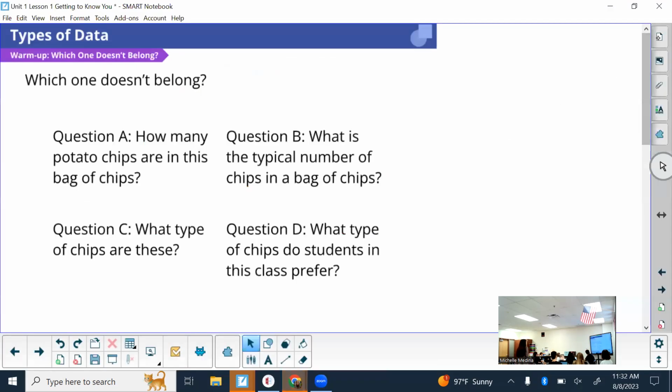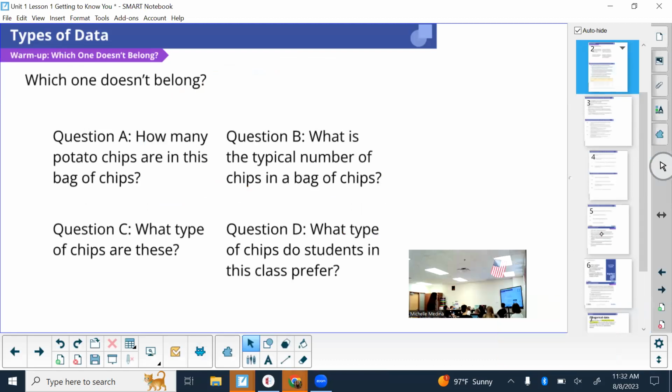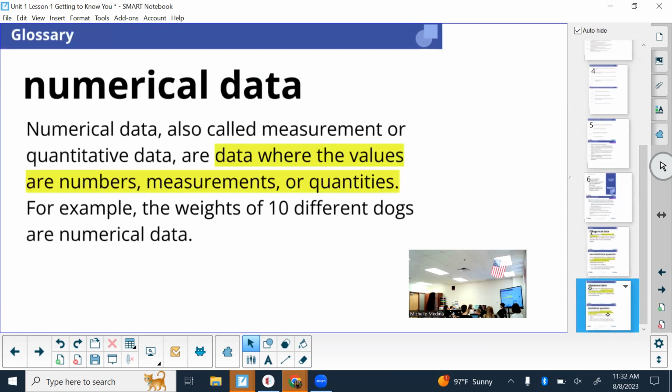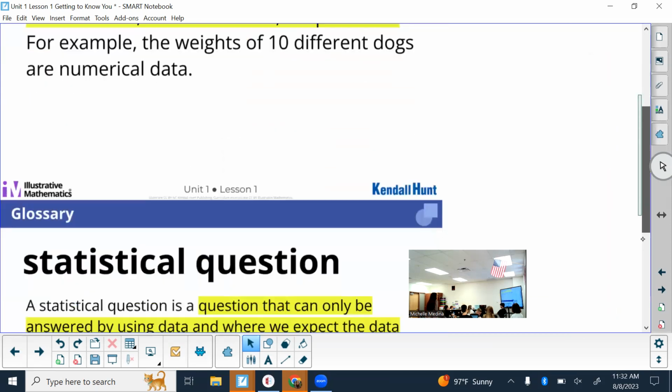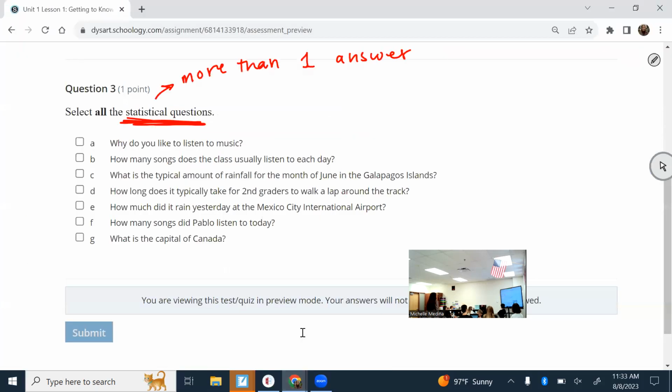Let me show you the formal definition too. This is in the notes that are posted in Schoology from today's lesson, if you ever want to refer back to it. I usually don't spend time in class making you write down definitions. We just use them. So a question that can only be answered by using data and where we expect data to have variability, so like a range of possible answers. And these answers might be shuffled too, so that's why I need you to pay close attention.